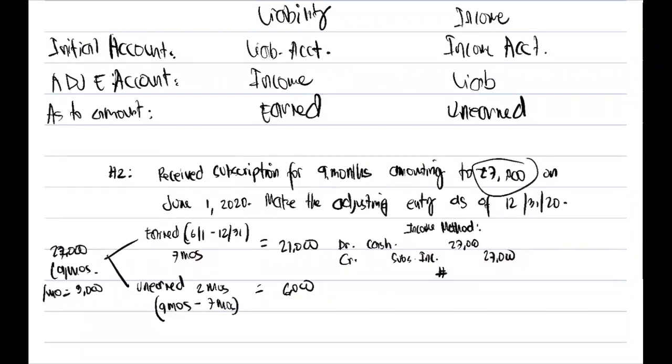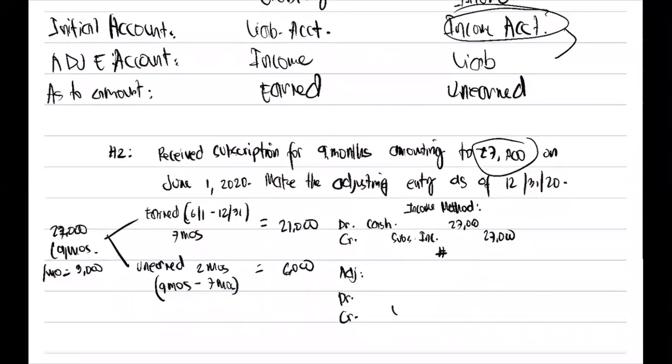And then we will make our adjusting entry. So in our adjusting entry, if initially you recorded an income account, what will you recognize on your adjusting liability? Since you will recognize a liability, you credit a liability. We call that unearned subscription income. And then, of course, you need to remove the other account, which is the income. So debit, subscription income.